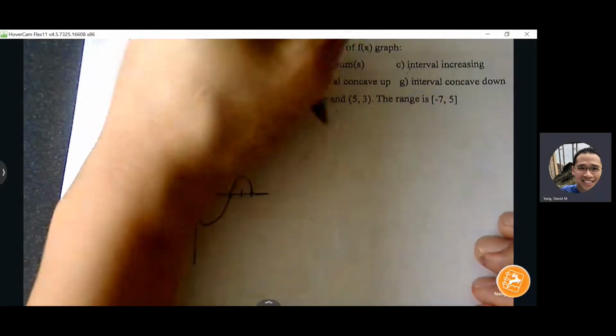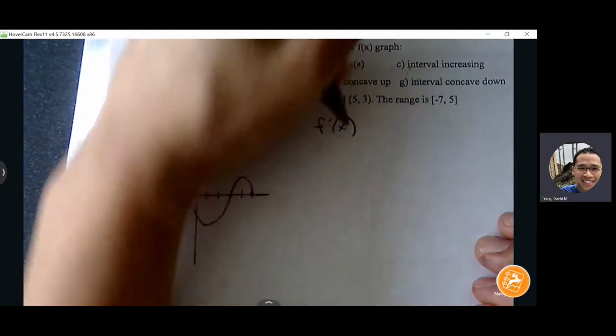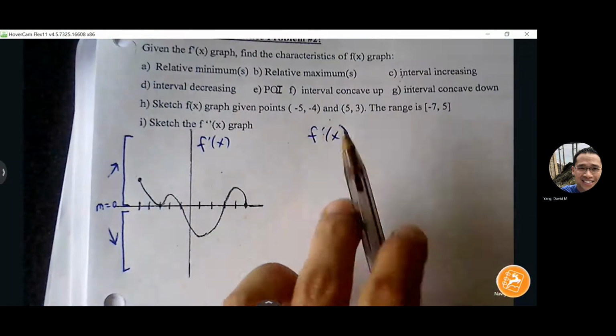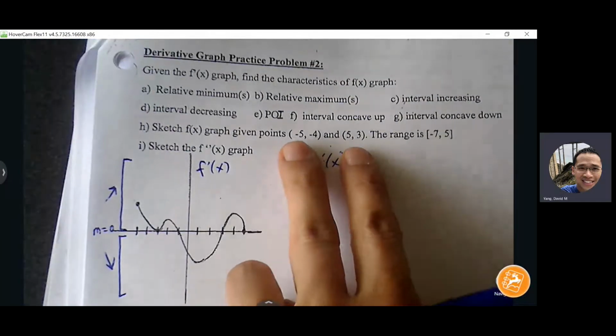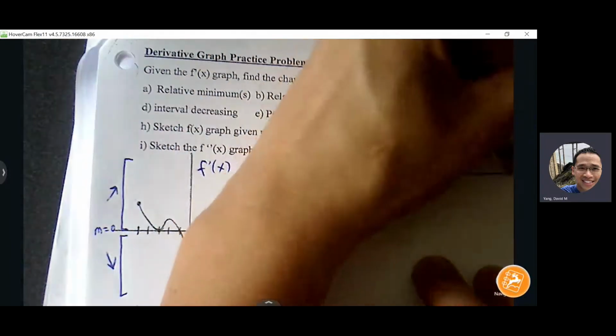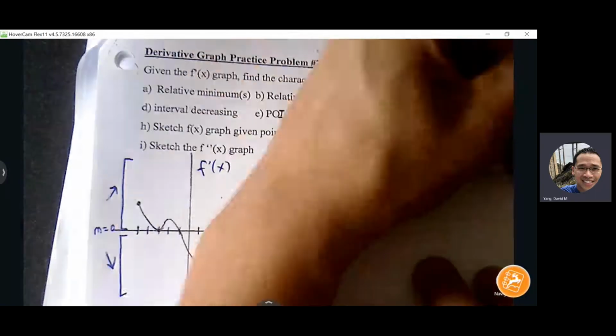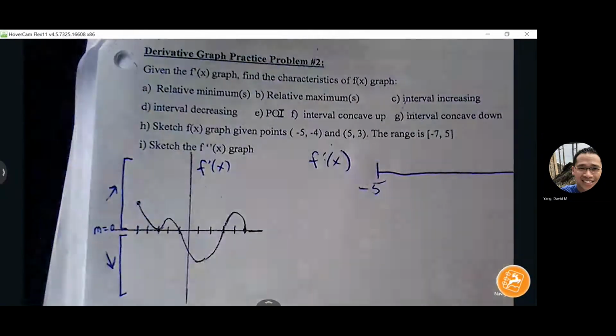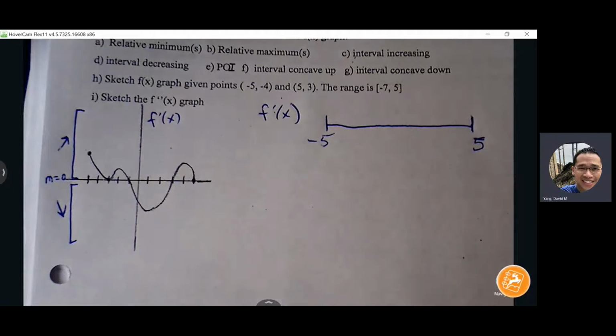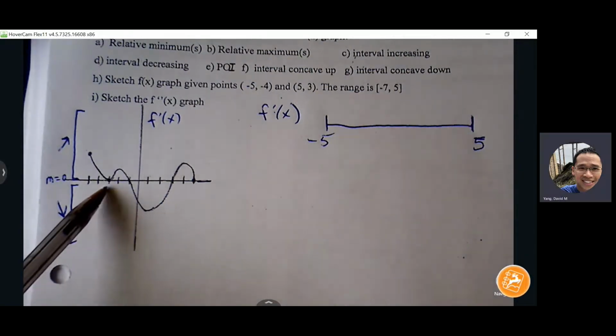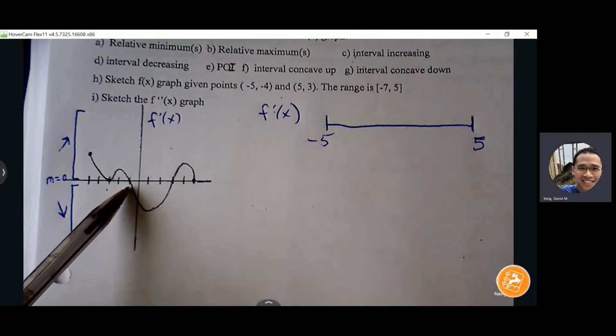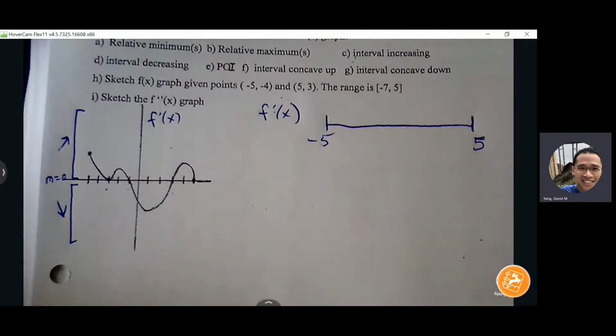Okay, so let's start off by building our f prime, our slope sign line. Looks like they do give us some endpoints here, -5 to 5. So I'm going to go ahead and place those as endpoints onto my slope sign line. Okay, so what do I target first? What can I place onto my slope sign line? X-intercepts, right? So where do we start? -3, -1, and 3. Okay.